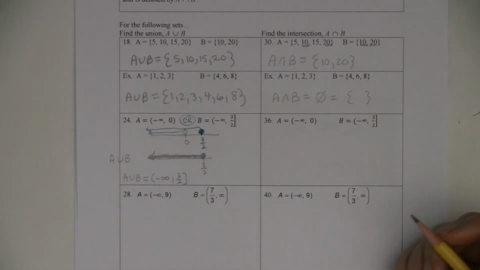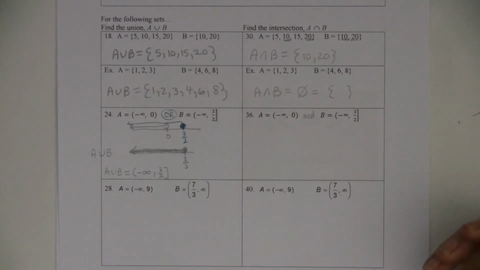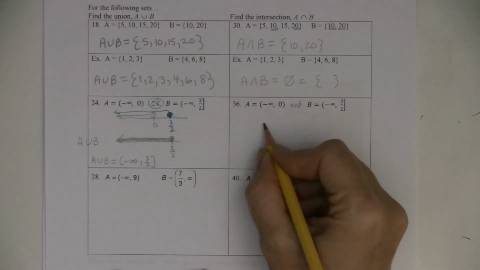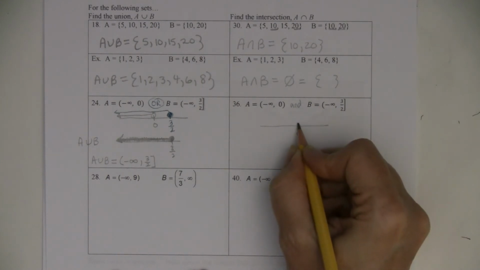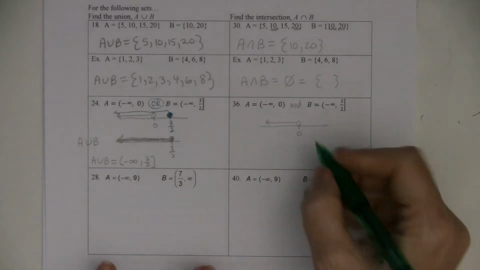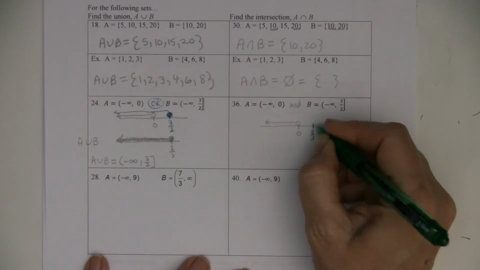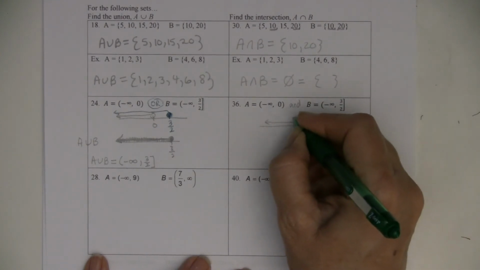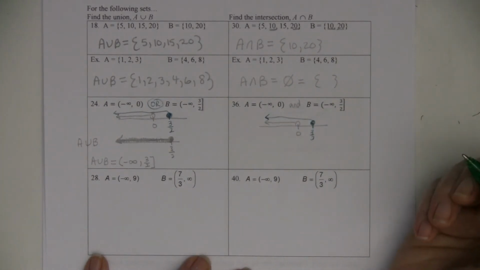Okay, so now here they're asking us about the and. We're going to give a try to do the and, and you would do the same setup. So if we hadn't done 24, we would be doing the same setup, drawing our little graph. There's A. Here's B, solid circle.